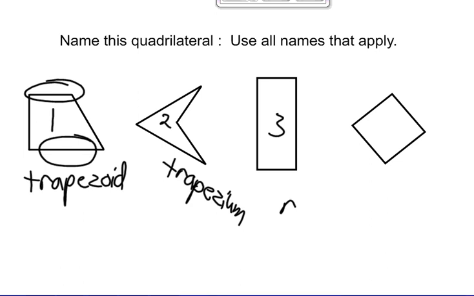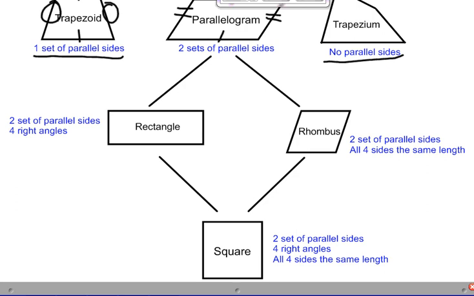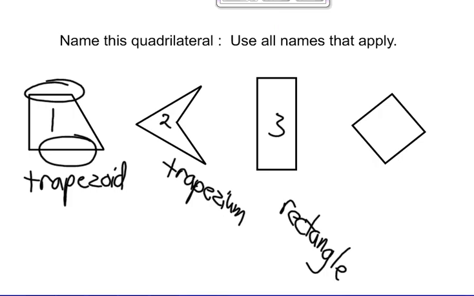You probably very quickly said, well, that's a rectangle. And that is very true. That is a rectangle. But now the question is, is it anything else? If we look back at our diagram real quick, we can see that rectangles fit under the family of parallelograms. And so that means that it is also a parallelogram. However, it is not under rhombus, it is not under square, so it is not a rhombus. It is not a square. So we would also have to call this a parallelogram.